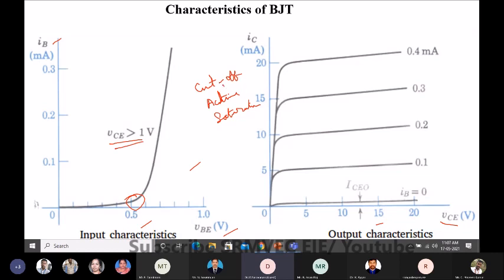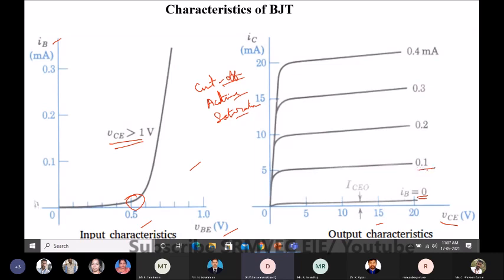Cut-off means no current at all. In the active region, the output current is proportional to the input, and in saturation the output current becomes constant. Okay, so this is about the characteristics. For each and every input, the characteristics will be different.